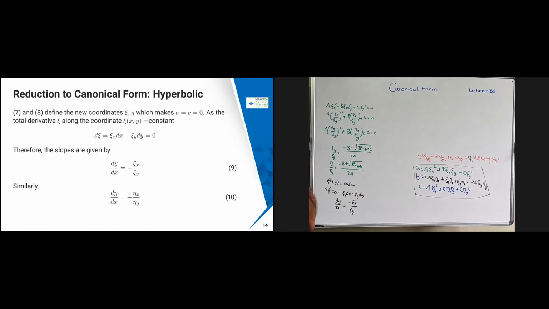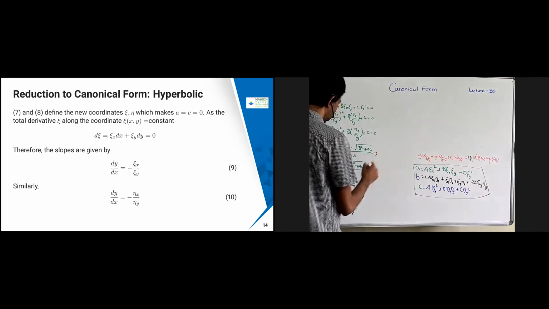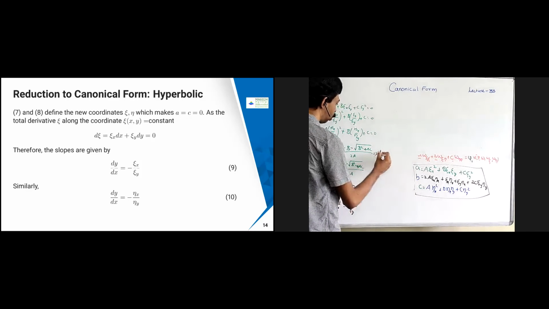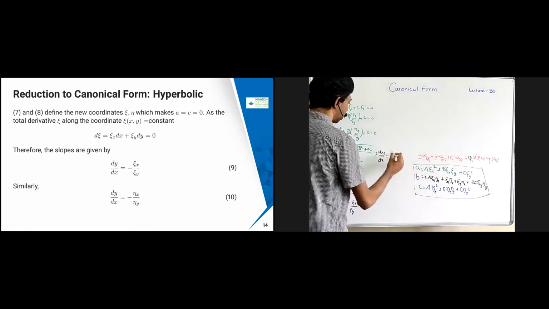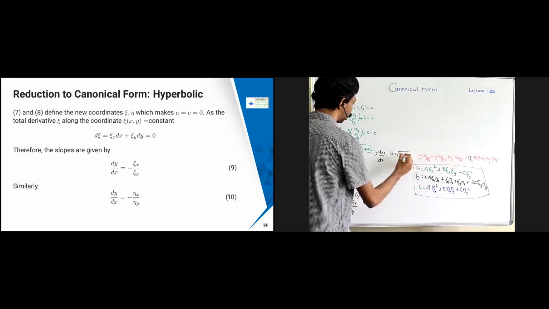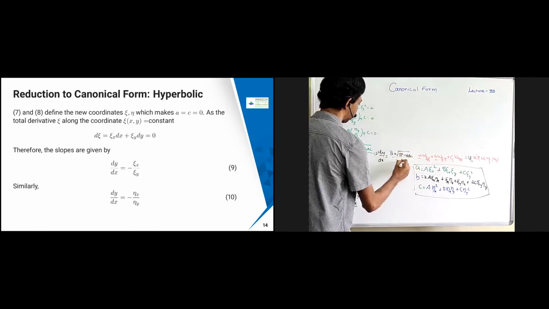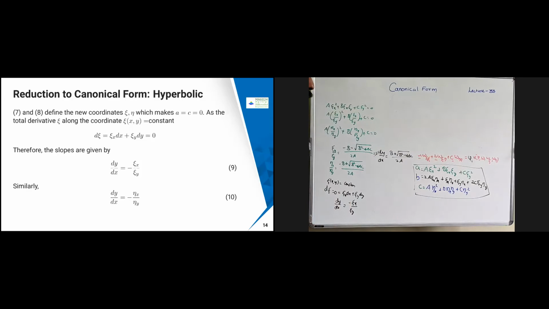Okay, so therefore I can substitute in the place of chi x and chi y. For example, here I can substitute this one. So I can write dy by dx equal to, so there is a minus here, therefore this is going to become plus b plus square root of b square minus 4ac, divided by 2. Okay, dy by dx equal to plus square root of b square minus 4ac.